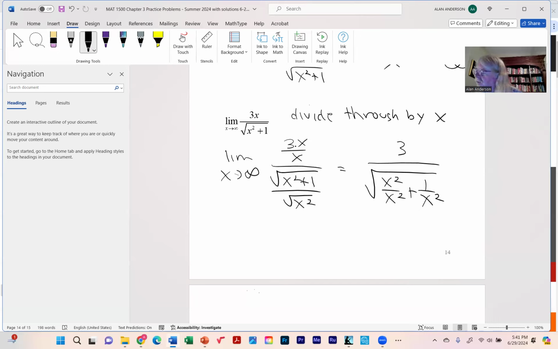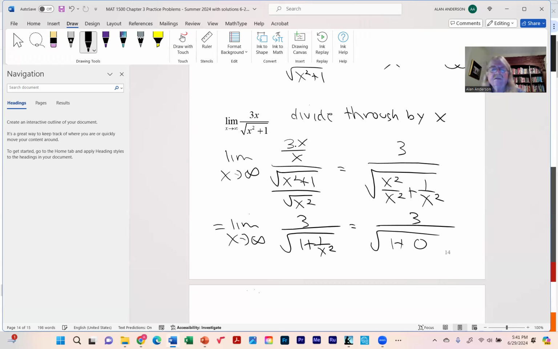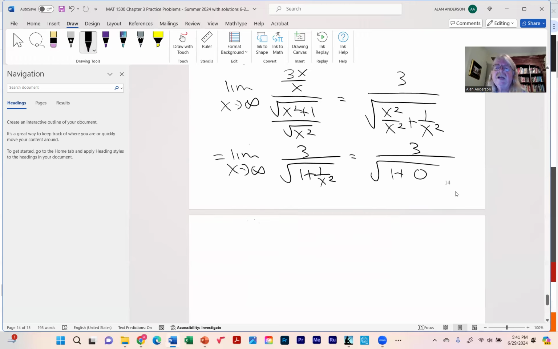That way I can consolidate these two square roots. And so I actually end up with the limit of 3 over radical 1 plus 1 over x squared. See, the beauty of this is that now direct substitution gives me this. Okay, so the limit of just 1 over x squared by itself as x goes to infinity would be 0. So I actually end up with, what an ordeal that was.